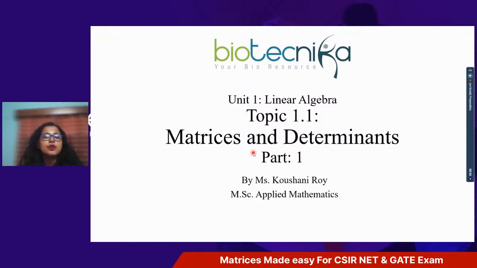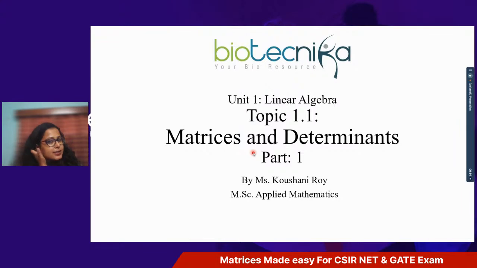Today we have the topic matrices and determinants, which is the first topic in engineering mathematics when you are preparing for GATE. We will be starting with this topic, and you can ask me your questions and doubts, because I have my mobile with me. I'll be reading your questions and answering them here. Okay, so let us get started.